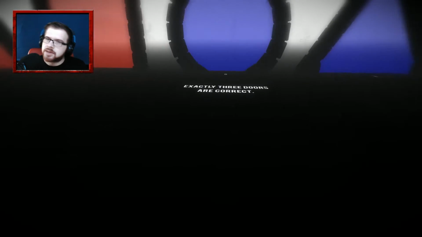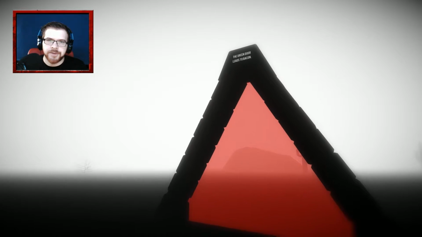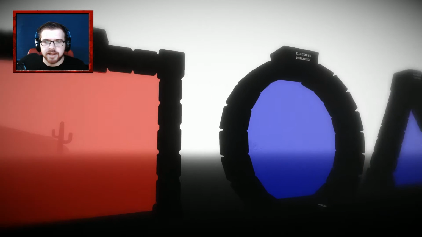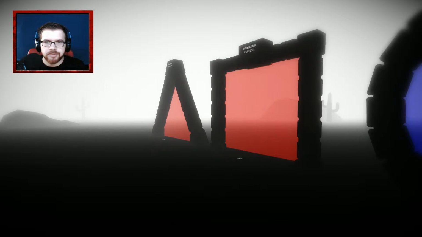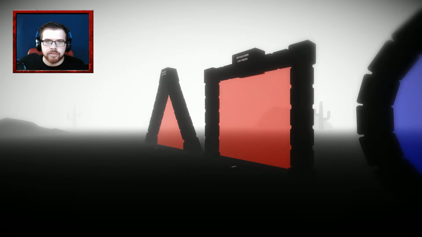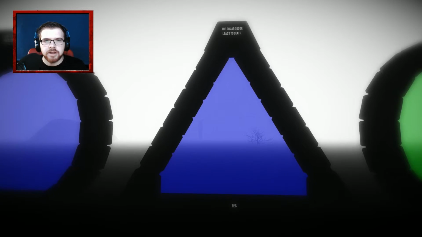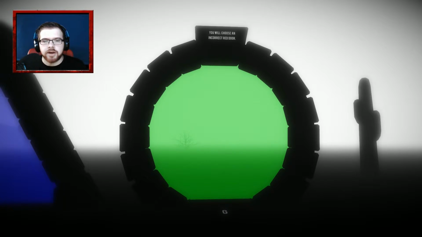5 doors. I think it's going to be the last one I do, guys. Exactly 3 doors are correct. So let's have a look. The green door leads to bacon. Both blue doors lead to death. Exactly 1 red door is correct. We're looking for 3 that are correct as well, guys. The square door leads to death. And you will choose an incorrect door.